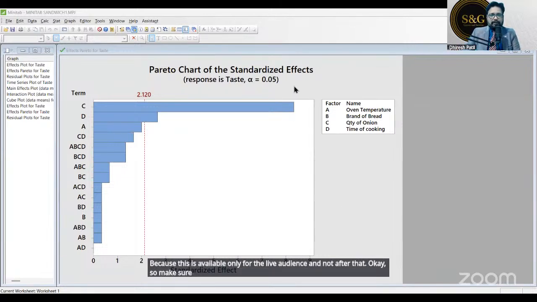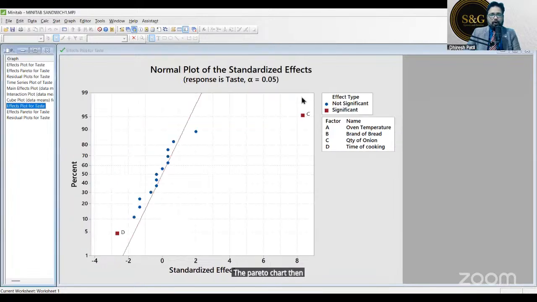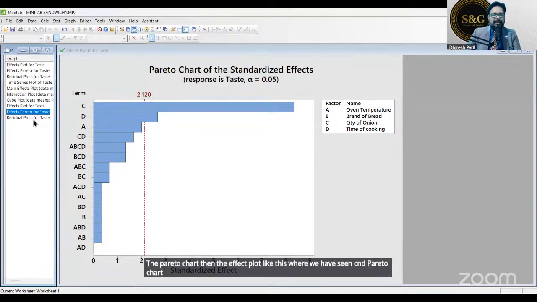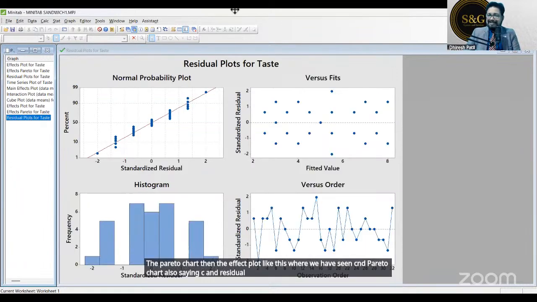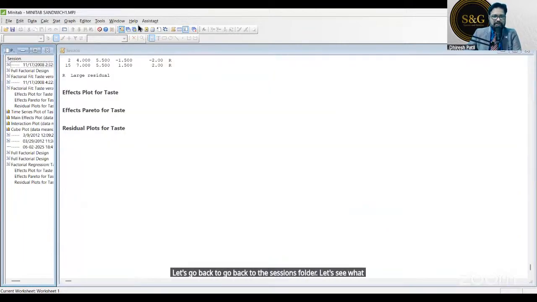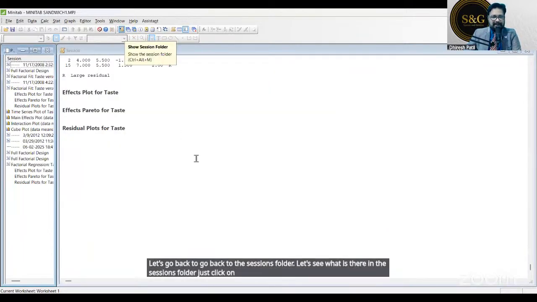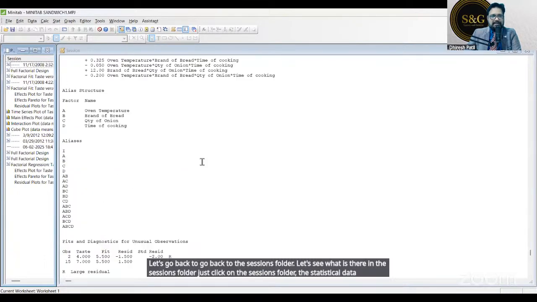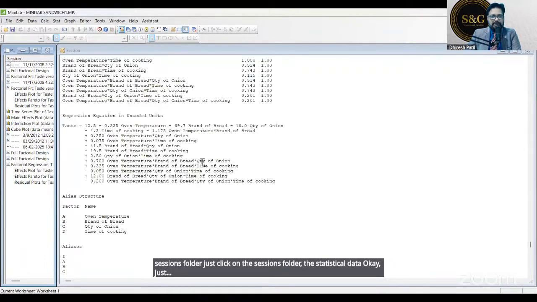Chalo. So this is what we have seen, the Pareto chart, then the effect plot, where we saw C and D. The Pareto chart also says C and D. The residual plot also shows symmetry, stability and normality present in your residuals. Now let's go back to the sessions folder and see what is there. Just click on the sessions folder, the statistical data. Now look at this.